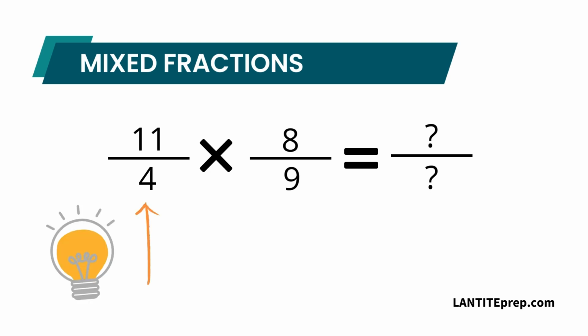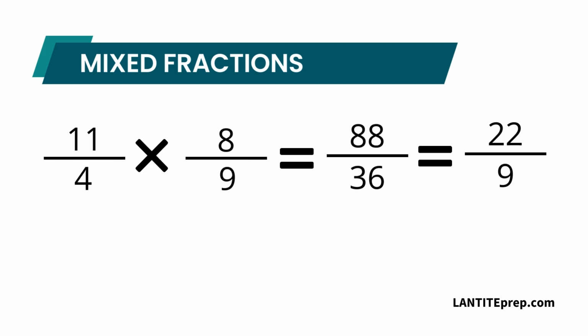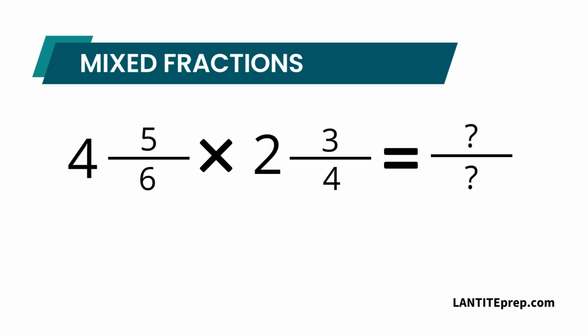Notice how the denominator stays the same? Now, the problem is simple, and we can multiply the tops and bottoms to arrive at 88 over 36, which can be simplified to 22 over 9. Great. Now, give this problem a try and come back to check your solution.